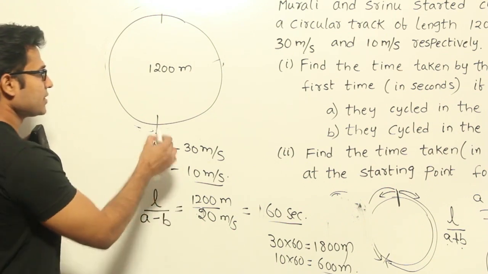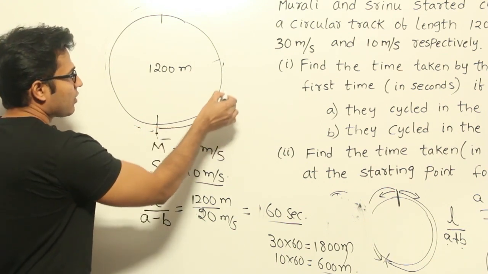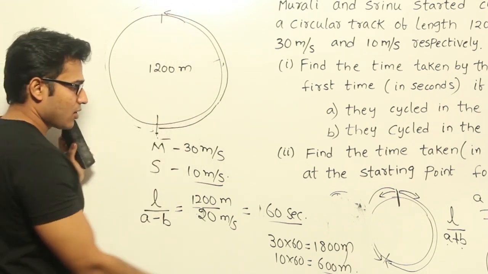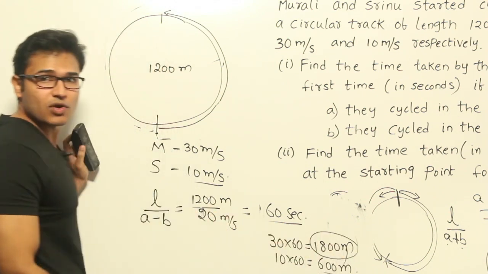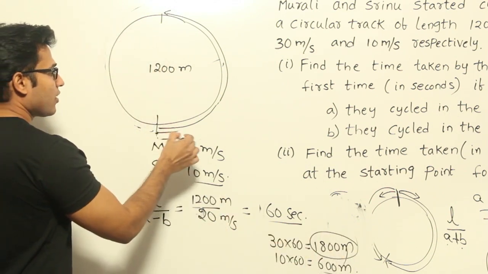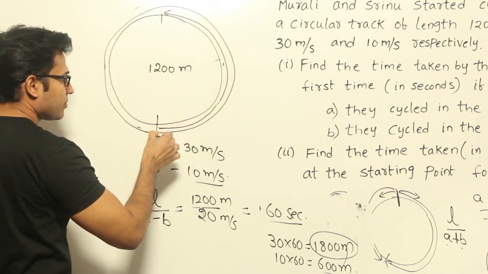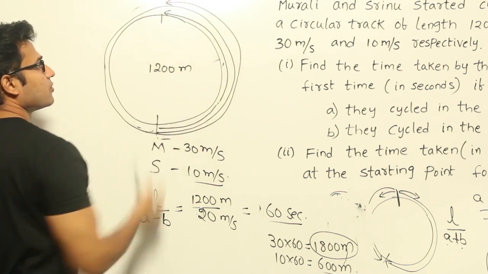So what is 600 meters? Exactly half of the track, right? Srinu would have covered till this point and he must be here. And in the same time Murali has covered 1800 meters. So what is the meaning of it? Murali would have covered 1200 meters plus 600 meters. That is where they are going to meet.